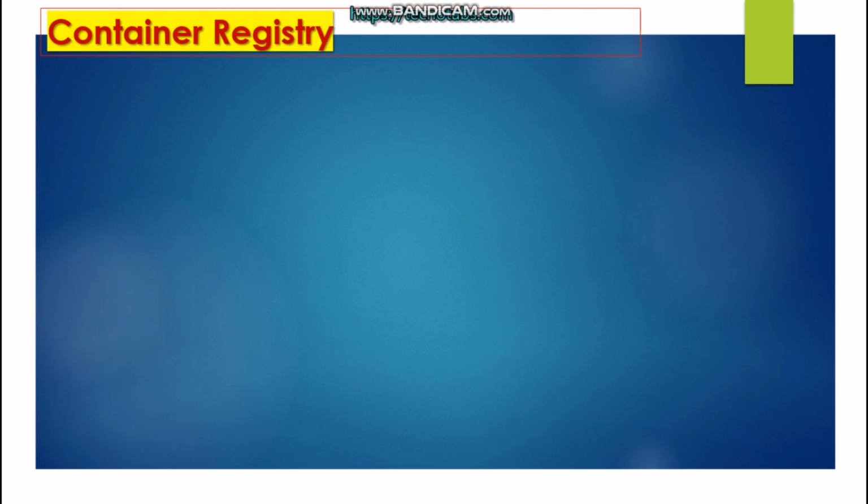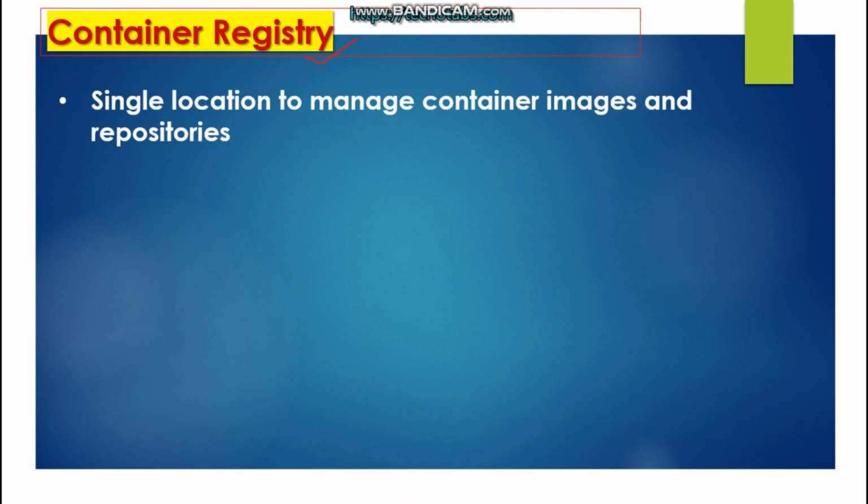Now let's have a look at Container Registry. It's a single location to manage container images and repositories. You already know what a repository is, where you store all your artifacts or jars or anything that is important for your project, right? So Container Registry basically stores the container images, the Docker images, in one place.